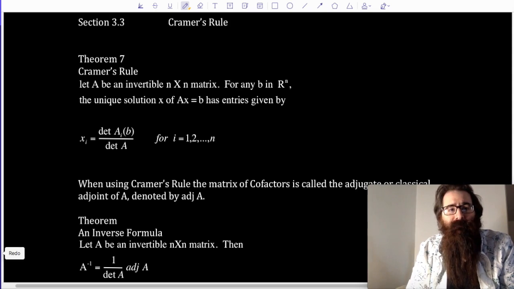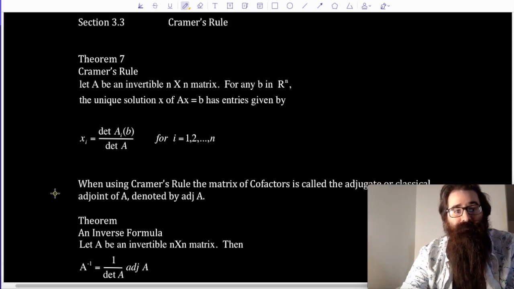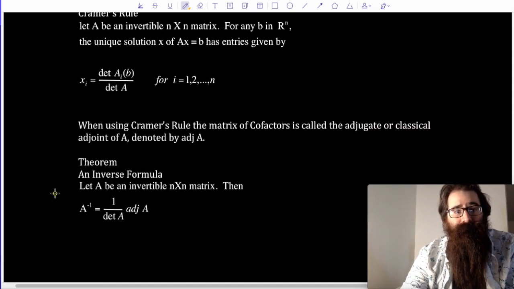Let A be an invertible n by n matrix, so a square matrix. For any vector b in R^n, the unique solution x of Ax = b has entries given by x sub i is equal to the determinant of A sub i at b divided by the determinant of A, for i equals 1, 2, and so on to n. And we'll talk about what that means, because we're going to be doing something a bit interesting with how we construct matrices and then how we build determinants from that.